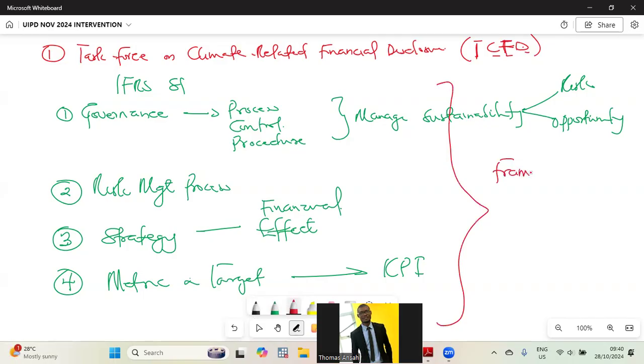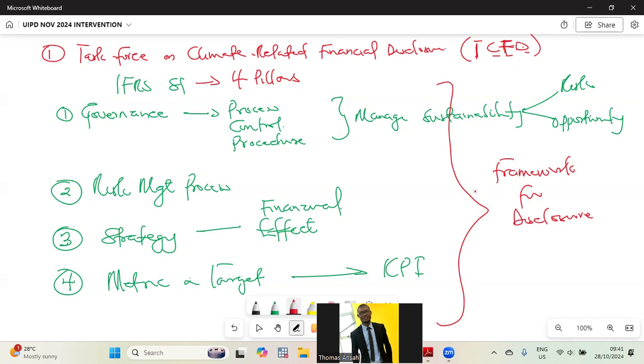So if you are disclosing under IFRS S1, these are the 4 pillars of the disclosure. It's like how you write your report: your governance, your risk management process, the strategy, and the KPIs, and how you are meeting the KPIs.